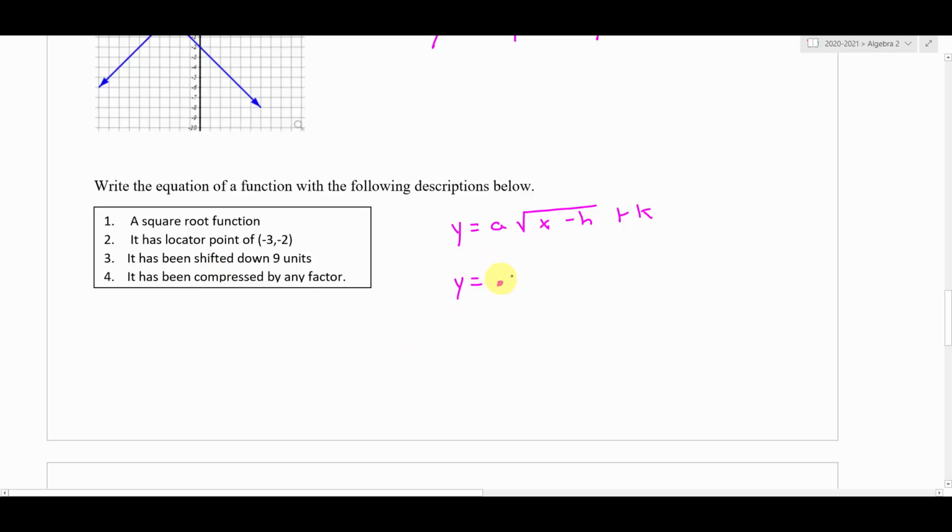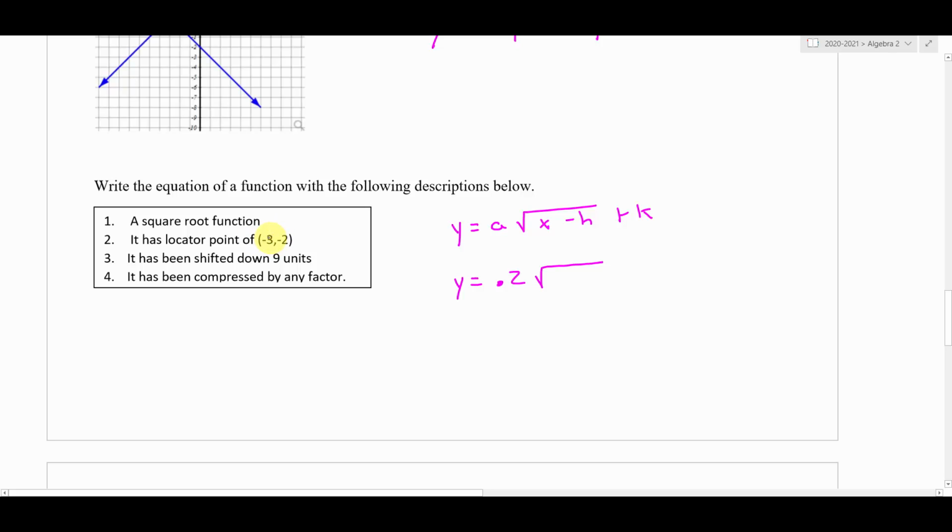So I'm going to pick 0.2. That number will compress it. You could have 0.3, you could have 1 over 2, you could have 3/4, any number you want that's in between 0 and 1 here, all right, because it says by any factor.